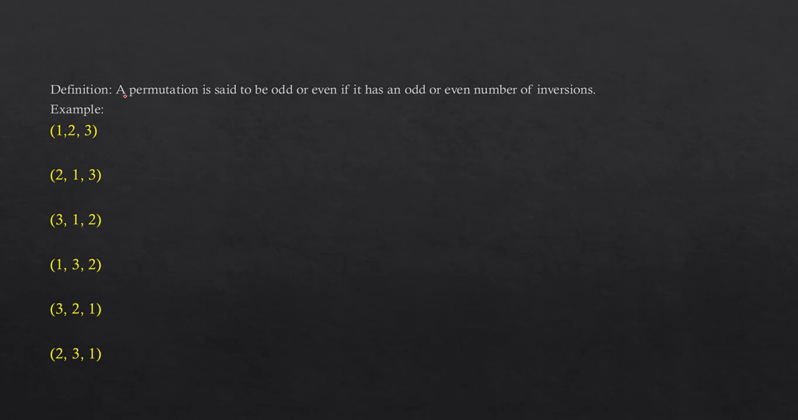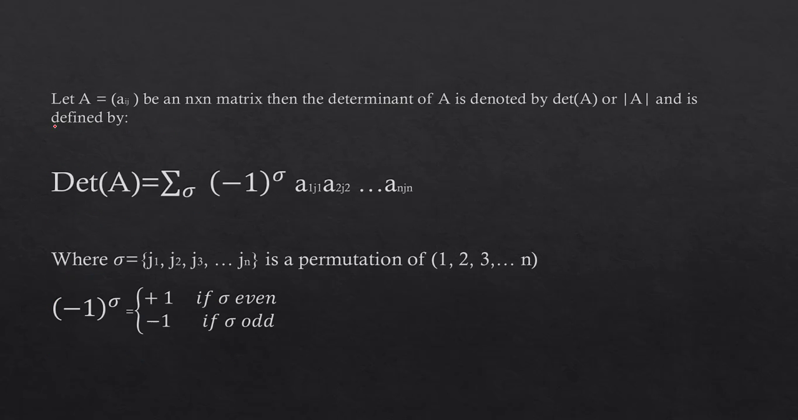So now on to another definition. A permutation is said to be odd or even if it has an odd or even number of inversions. So the first permutation had 0, which implies it is even. The second one had 1, odd. The third had 2, even. The fourth had 1, odd. The fifth had 3, also odd. And the sixth had 2, even.